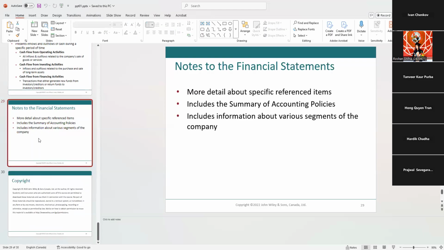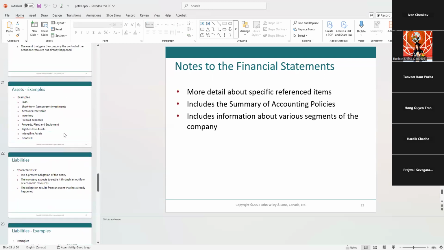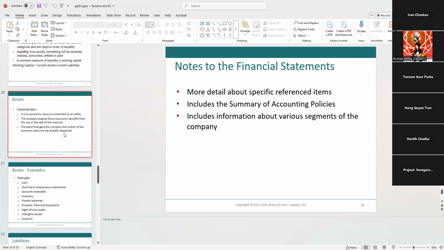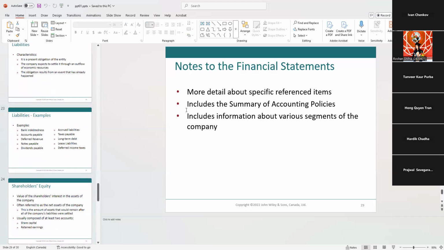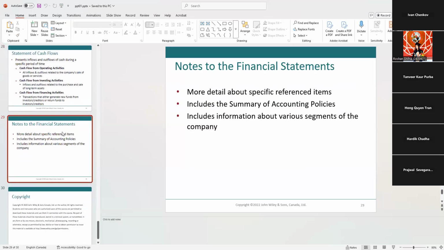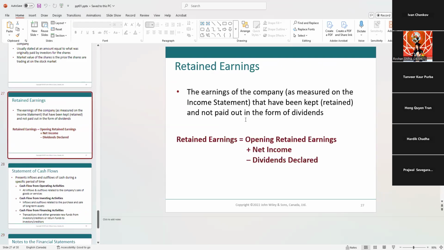The last thing is the notes to the financial statements. The notes are the specific reference for each item that you can see on the income statement, on the statement of equity, the statement of financial position, the statement of cash flow. You can find a summary of everything in more detail in those notes to the financial statements. The last thing that I wanted to show you is the retained earnings.